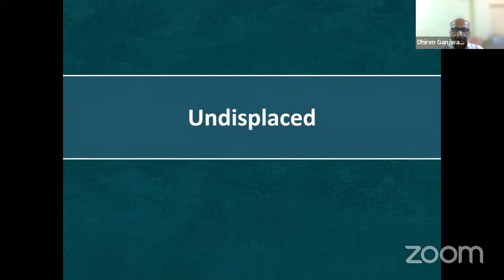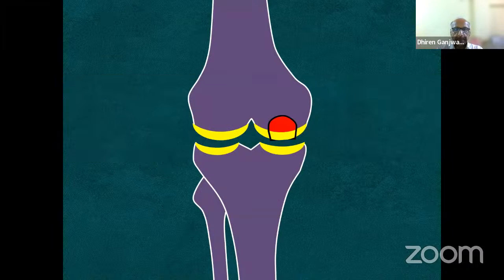So let's understand the first one, when it is undisplaced. As shown over here, the piece of the bone and the cartilage is not displaced. So we carry out drilling to increase the vascularity. And then we pass 2 pins from the cartilage with the help of the arthroscope, and then we try to fix it. The reason for this pinning is to fix the loose piece, and drilling is basically to increase the vascularity.